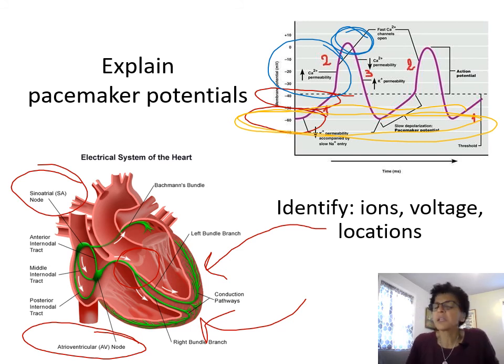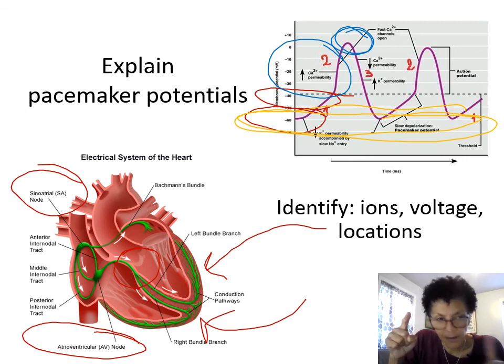Okay? So again, what's unique about pacemaker potentials? The voltages are different because we use a slightly different ion. Okay? So sodium gets them from rest to threshold. Calcium gets them from threshold to peak. Potassium gets them from peak back to rest. No hyperpolarization. So that's what's unique about that pacemaker potential.